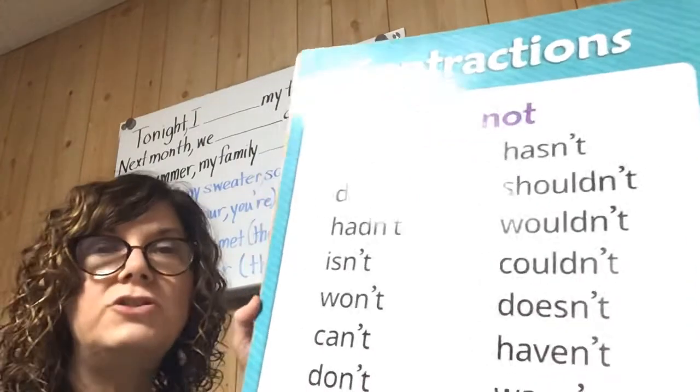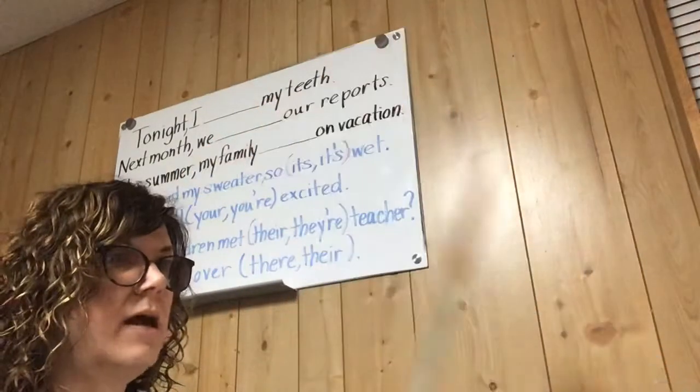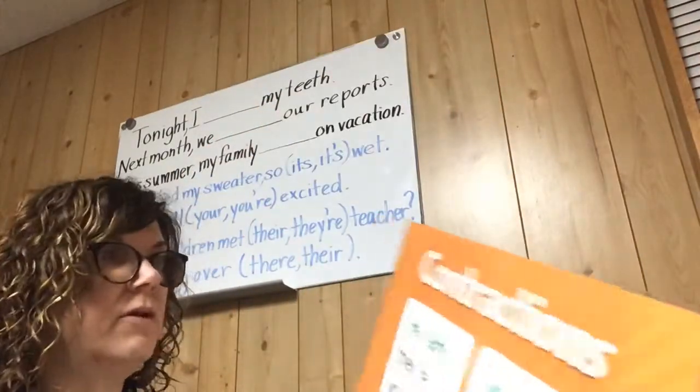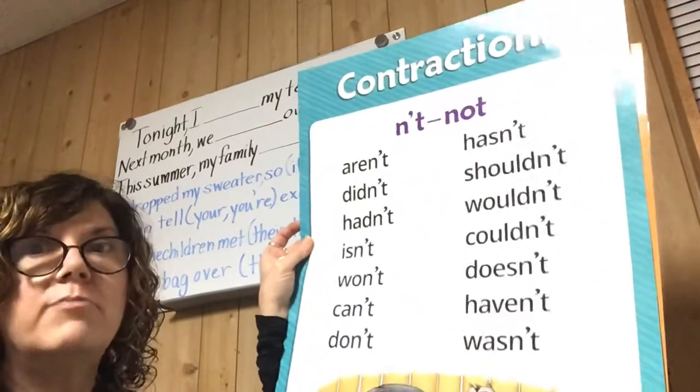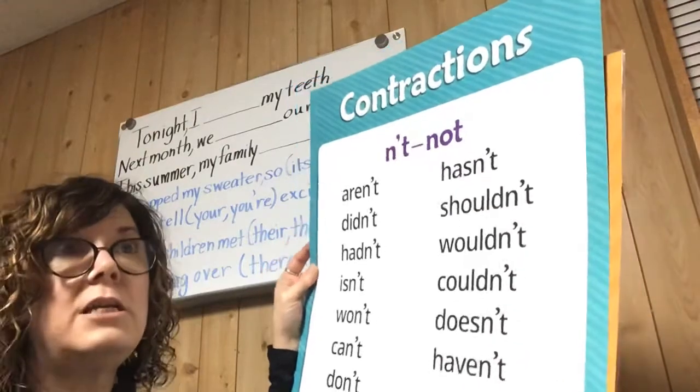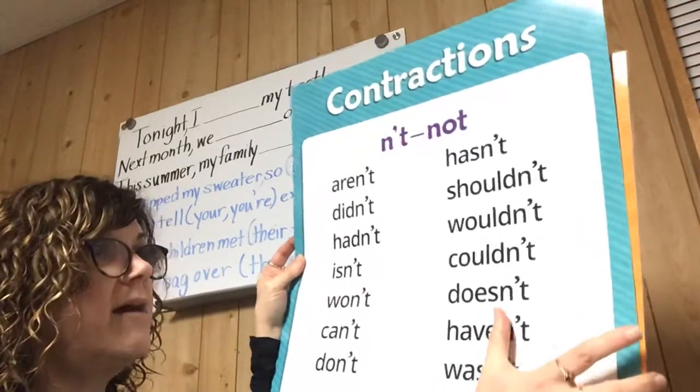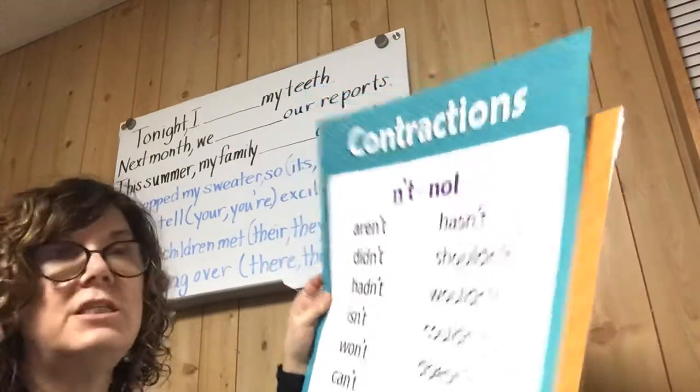So make sure you're doing that carefully and correctly, not adding a letter that's not there. The only one that does have an E is the word have, because have is spelled with an E. H-A-V-E. You keep all of have and then an apostrophe T.